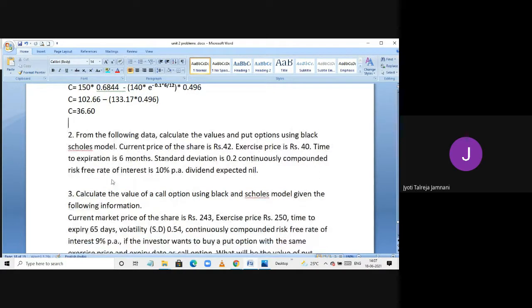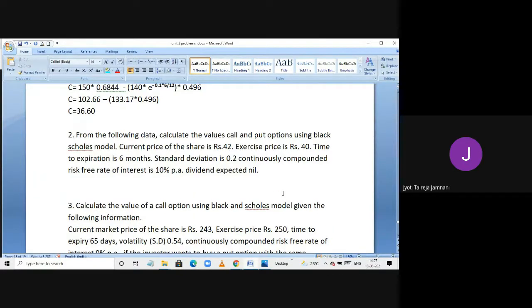So we are basically finding the premium amount. Now let's see the second sum. From the following data, calculate the value of call and put options using Black and Scholes model. Current price of the share is 42, exercise price is 40, time to expiration 6 months, standard deviation is 0.2 and continuously compounded rate is 10%. Dividend expected is nil. So what all is given is there here already. S naught 42, exercise price 40, time 6 months, standard deviation 0.2 and R is 10%.